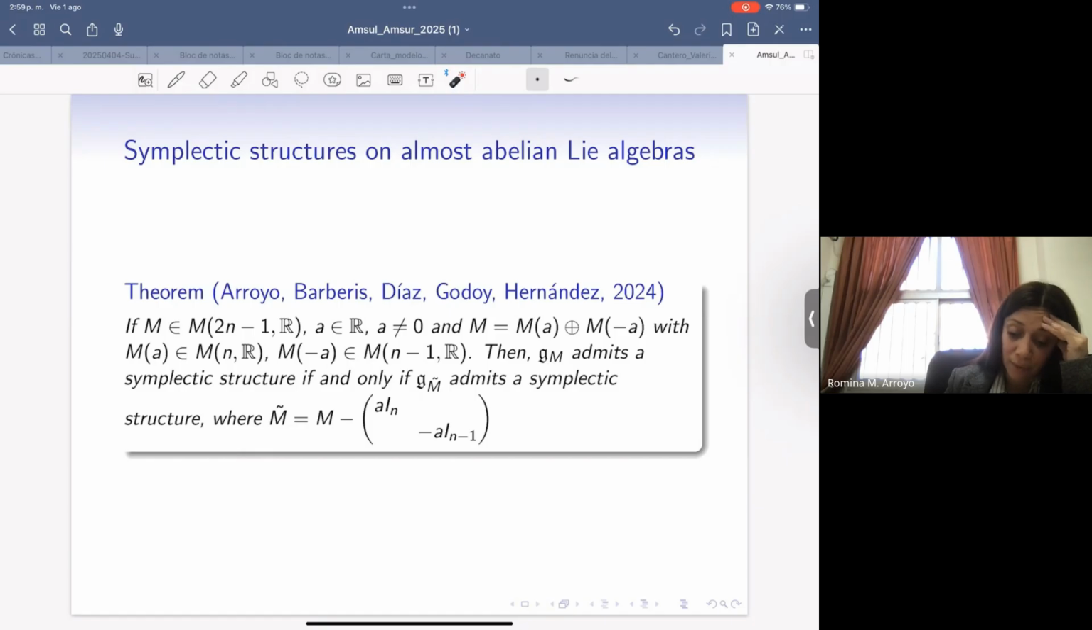And here we could prove that an almost abelian algebra admits a symplectic structure if and only if this JM tilde admits a symplectic structure. And here, because the eigenvalues are A and minus A, basically this M tilde is nilpotent. So at some point, in order to understand when this almost abelian algebra admits a symplectic structure, we need to understand what happens when the matrix is nilpotent, and we understood that in the previous slides.